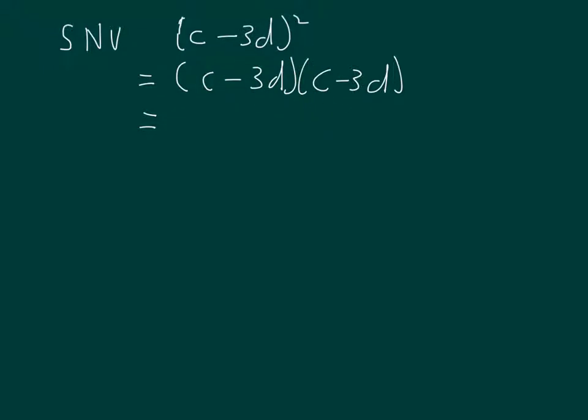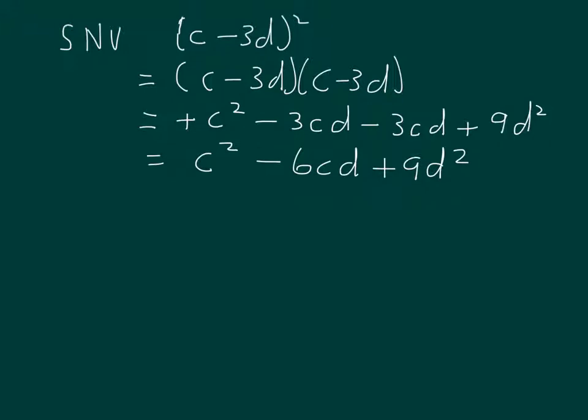So c times c is plus c squared, and then c times the minus 3d gives me minus 3cd. Then I times the minus 3d with the c over here, and the answer then is minus 3cd, and then I times the minus 3d with the minus 3d, and I write the answer here, which then gives me a plus 9d squared. Then we simplify the two like terms together and let this guy wait and this guy wait and simplify these two together, which gives me this final answer.